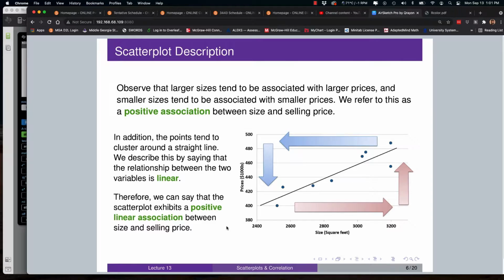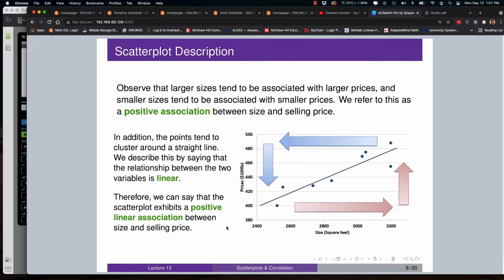So in that house size versus price scatterplot we created, we probably observed that the larger house sizes tended to be associated with the larger prices, right? Like for example, these guys up here. Those are the larger in square footage, therefore they're the most costly, right? And then the lower house prices tend to be associated with the smaller sized houses, right? And so we get this nice linear increasing trend of the points.